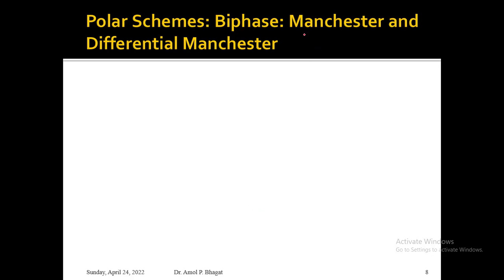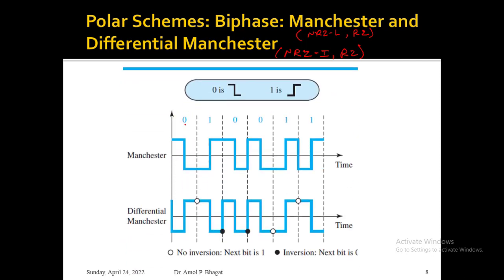Manchester is the combination of NRZ-L and RZ scheme, while differential Manchester is the combination of NRZ-I and RZ scheme. Again you require two signal changes for representing a single bit in the case of Manchester and differential Manchester. So let's see how data will be represented. Here the data is 0 1 0 0 0 1.